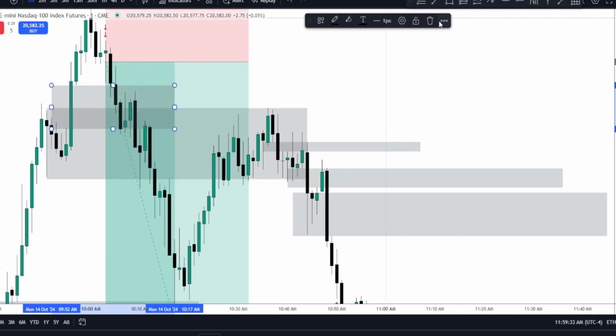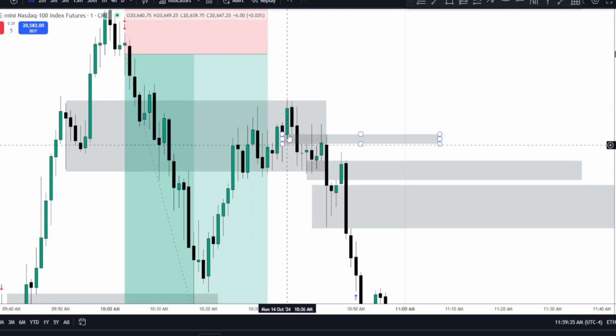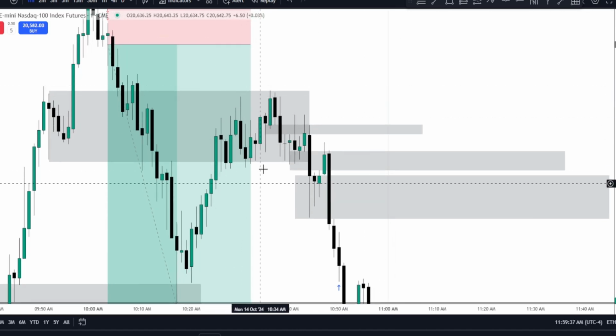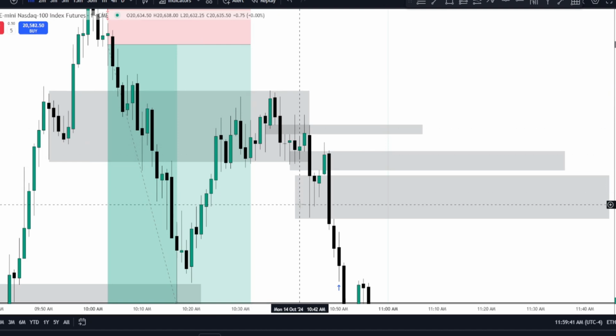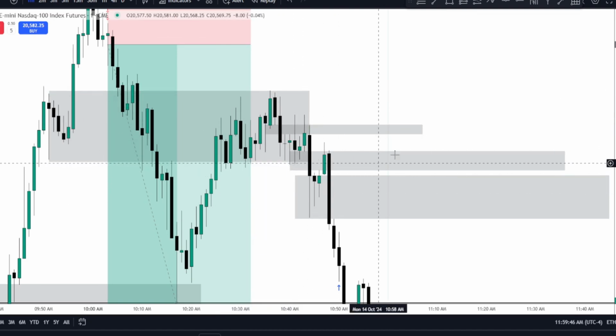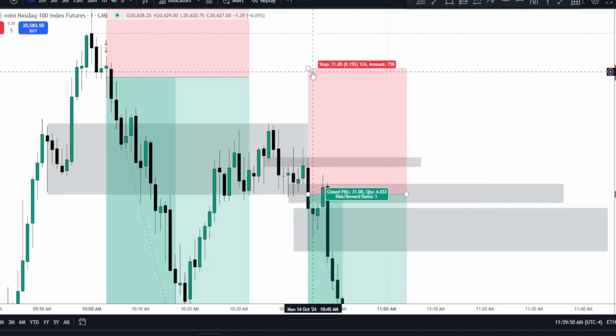Hold on, I'm gonna get rid of this. Came back between the breaker. We actually created another breaker. Once we did that, we had a high, low, higher high, a lower low. Could have waited for confirmation, entered off of this fair value gap right here, right into the center.